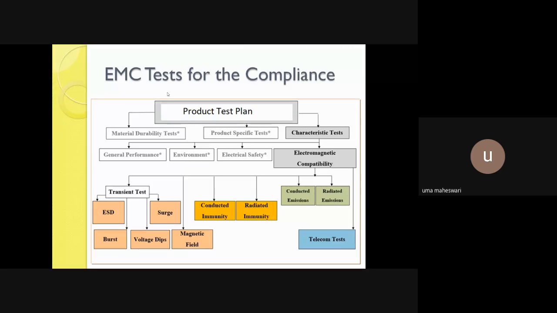So this slide is an overall view of the product test plan. After completing the product, the material durability test, the product specific test, and the characteristic test have to be done. Under the characteristic test, our EMI-EMC tests come in. Under the characteristic test, we also have general performance, environmental, and safety tests. Another one is electromagnetic compatibility, where we have seen these four: conducted immunity, radiated immunity, that is susceptibility, and conducted emission and radiated emission. Other types of tests are transient tests, that is ESD, burst, voltage dips, surge, and magnetic field. Another one is the telecom test.